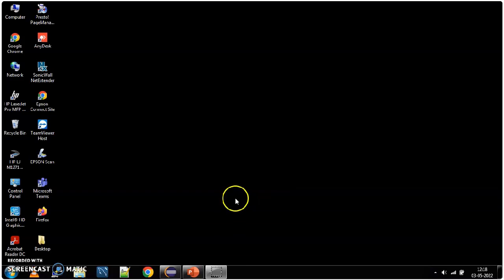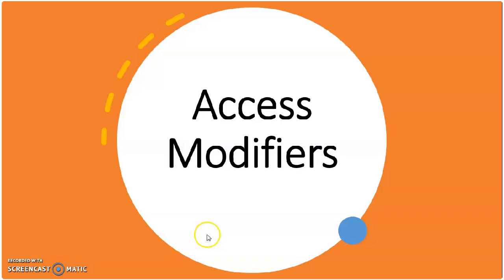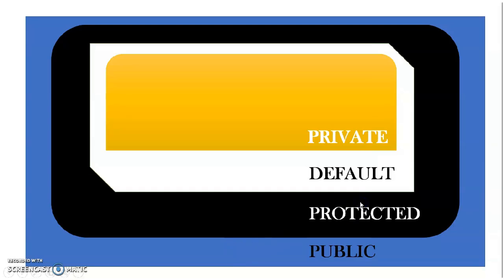So let's get started. Access modifiers, also previously known as access specifiers, allow you to control the access of a particular member of a class or the class itself. Now, there are different kinds of access modifiers available in Java, that is private, default, protected, and public.